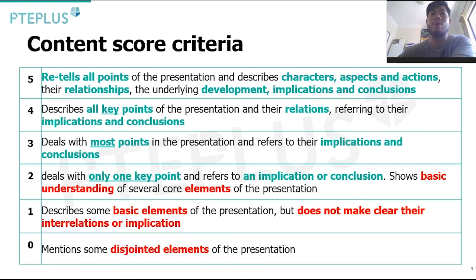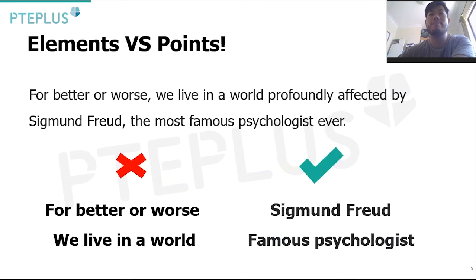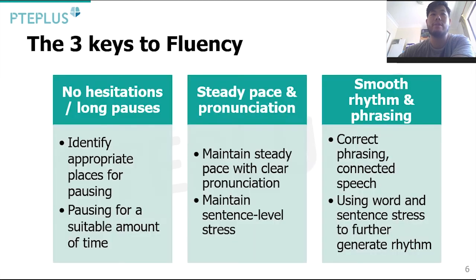So now let's have a look at what elements are compared to what points are. In this sentence we have, for better or worse, we live in a world profoundly affected by Sigmund Freud, the most famous psychologist ever. If we pick out words like for better or worse, we live in a world, things that don't really mean as much, compared to Sigmund Freud, famous psychologist, which tells us more information about the sentence, we will get less marks. So on the left, these things don't really tell us that much information about the passage compared to the right, things that do tell us important information. So that's elements versus points.